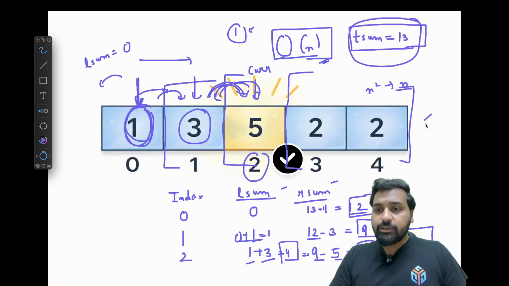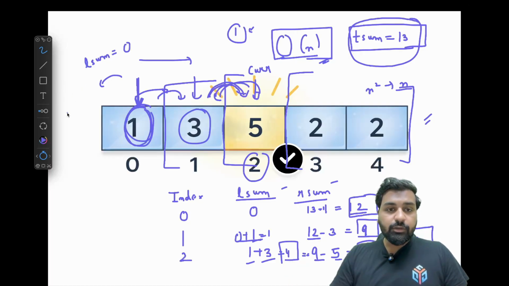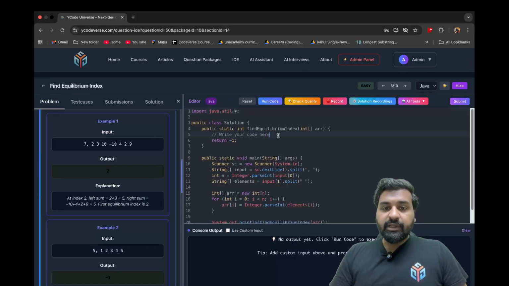So I hope you understood this approach. Let's write the code and then we again go through the approach and we will understand it. Okay, I hope you got it. So let's go back. So here, let's write the approach.